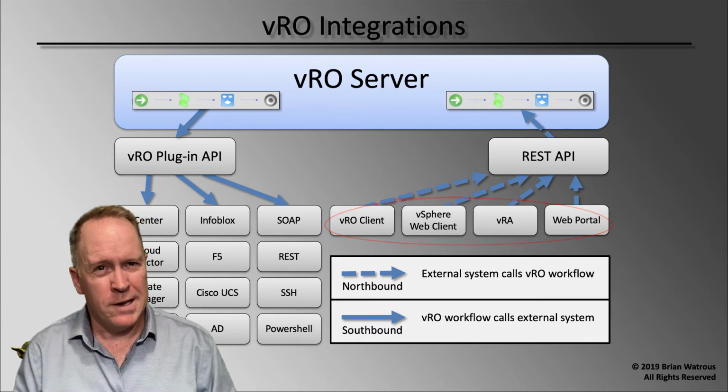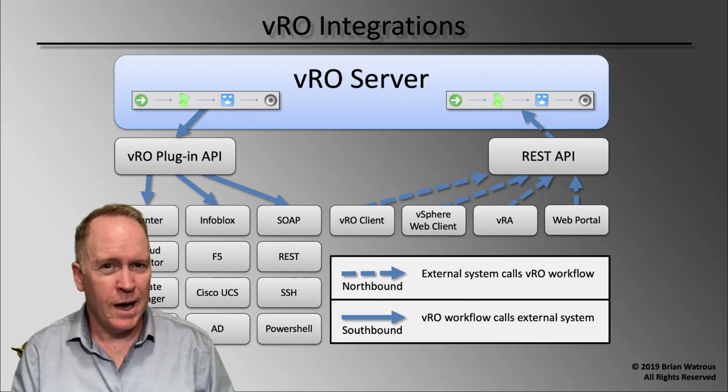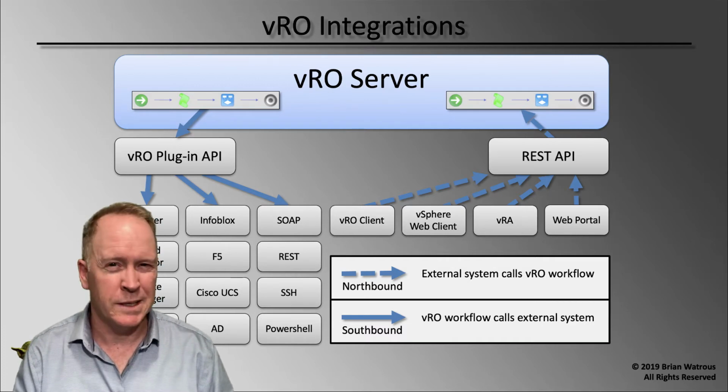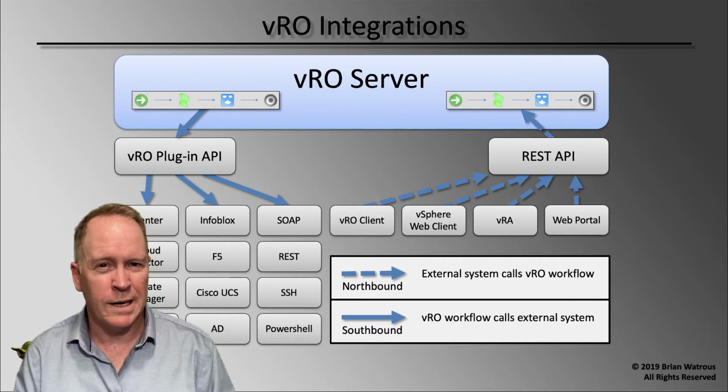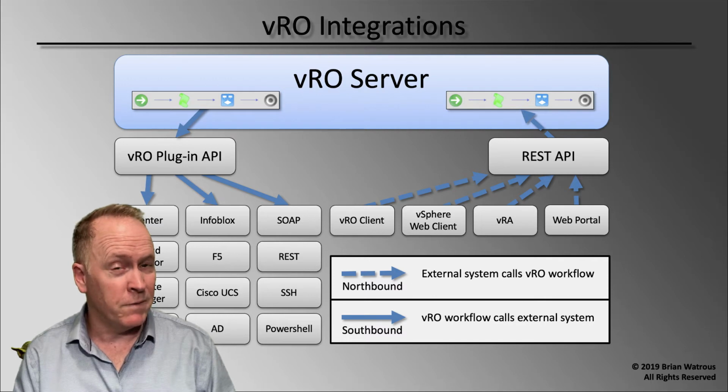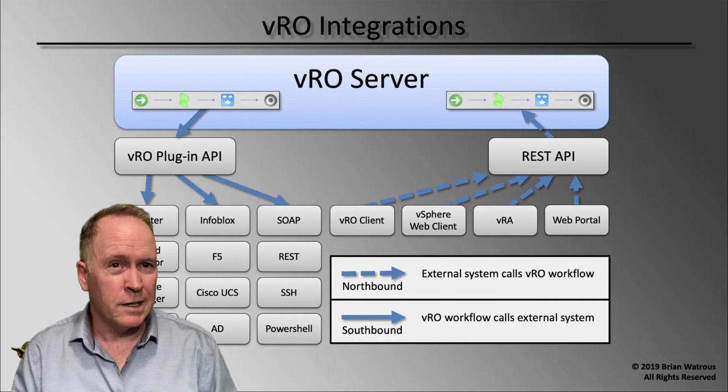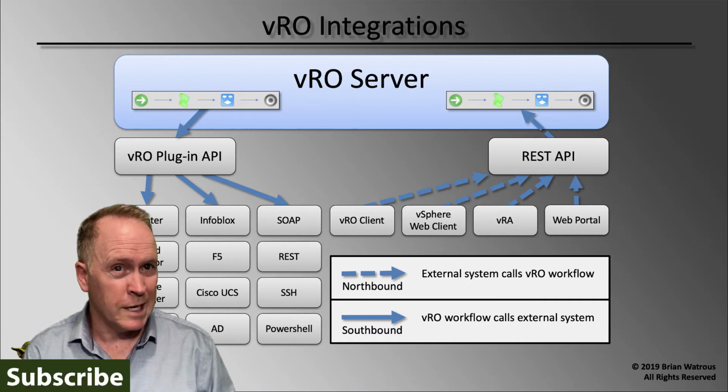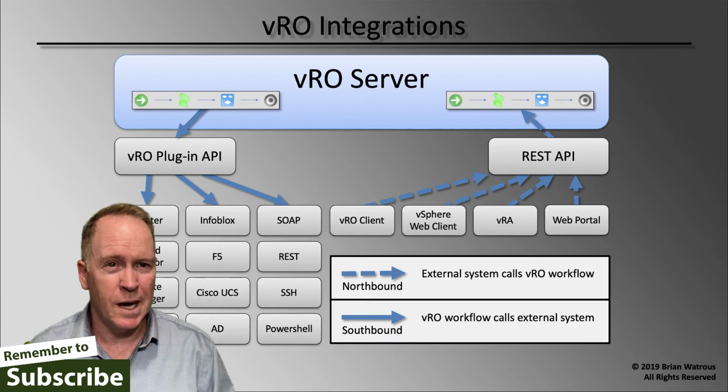So the vRO client can use Orchestrator's REST API, but so can other tools such as the vSphere web client. I don't know if you've ever noticed this, but in the vSphere web client, if you right-click something such as a host or a VM or a data store, a menu pops up and the very last menu item allows you to kick off Orchestrator workflows. vRealize Automation can kick off Orchestrator workflows. Again, it does so by going through the same REST API that Orchestrator exposes.